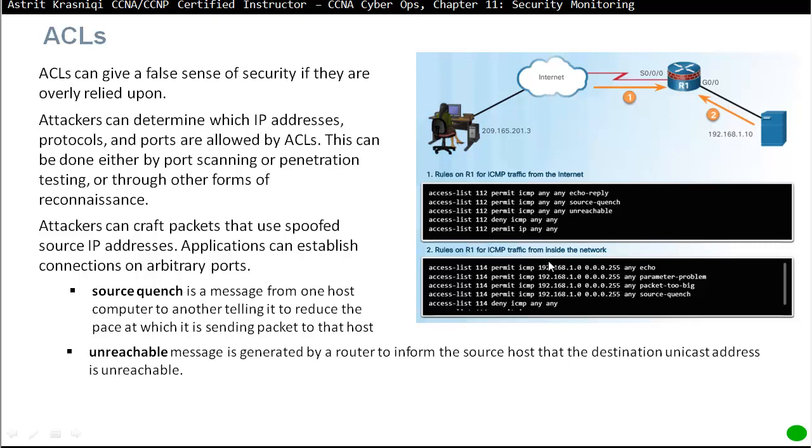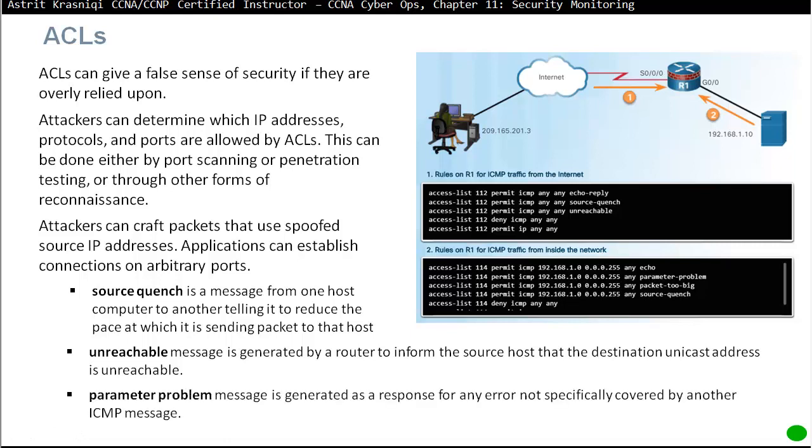These messages are generated by the router to inform the source host that the destination unicast address is unreachable. Then we have parameter problems, a message generated as a response to any errors not specifically covered by another ICMP message. And last, for example, packet too big, if a router cannot forward a packet because it is larger than the MTU of the outgoing link. Some of these ICMP messages we allow by default in our network.